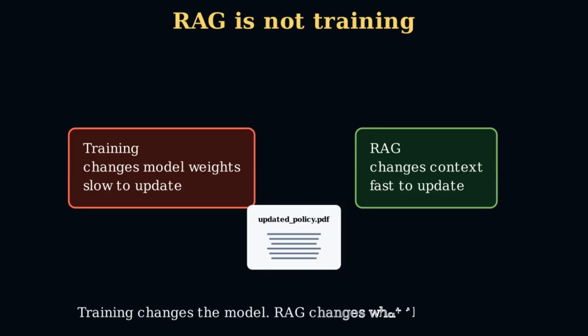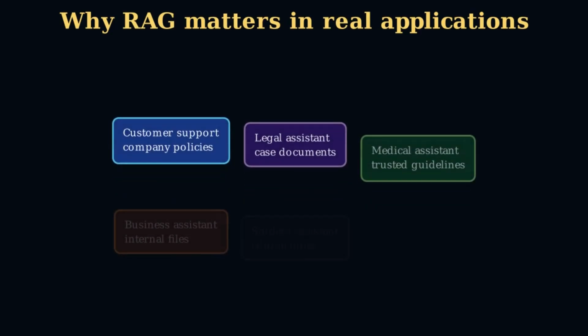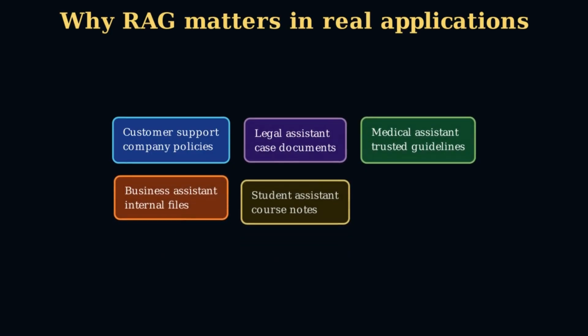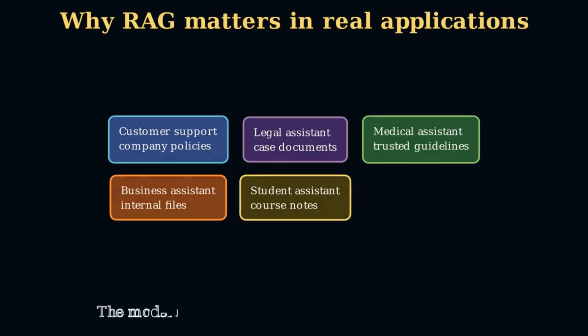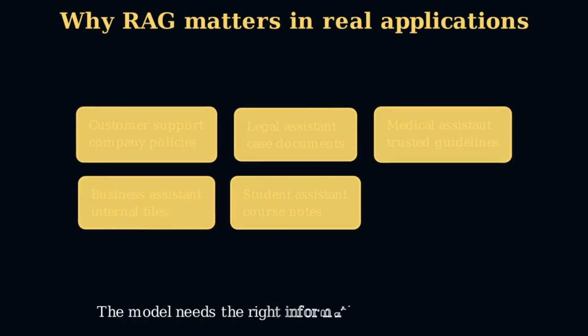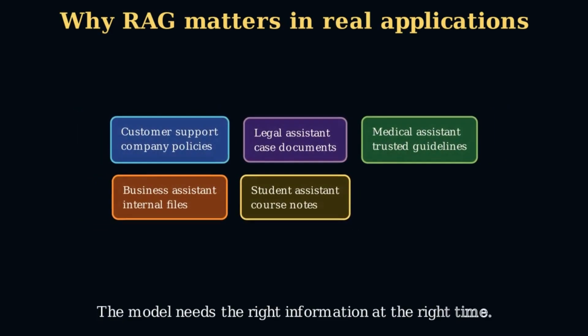RAG matters because most real-world AI applications need knowledge that is not inside the model. Customer support needs company policies. A legal assistant needs case documents. A medical assistant needs trusted guidelines. A business assistant needs internal files. A student assistant needs course notes. In all these cases, the model alone is not enough. The model needs the right information at the right time. That is exactly what RAG provides.